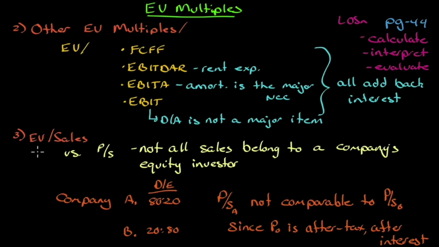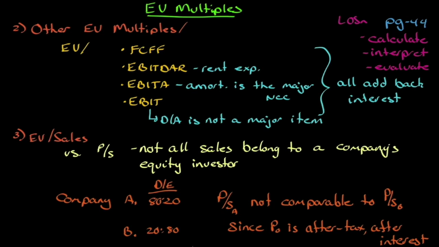The next one is enterprise value to sales. Not as popular as enterprise value to EBITDA, but it does correct the price to sales issue. If we look at price to sales, not all sales belong to a company's equity investor. And it's going to show up in the net income depending on how much debt a company has, because interest has to be paid. So price to sales is taking a company-wide measure and looking at a multiple in terms of only an equity price, whereas enterprise value to sales does it right. It says, look, enterprise value is everyone, all the providers of capital. Sales go to all the providers of capital.